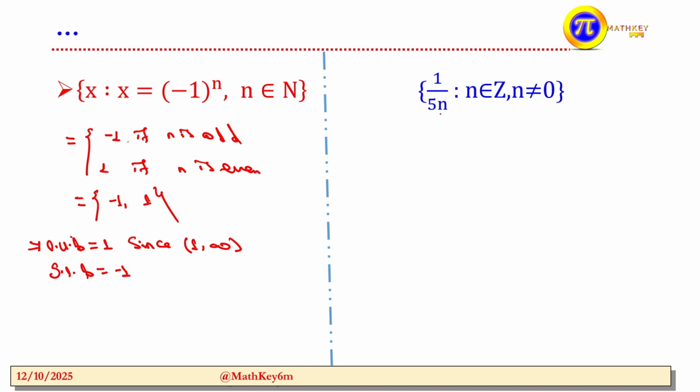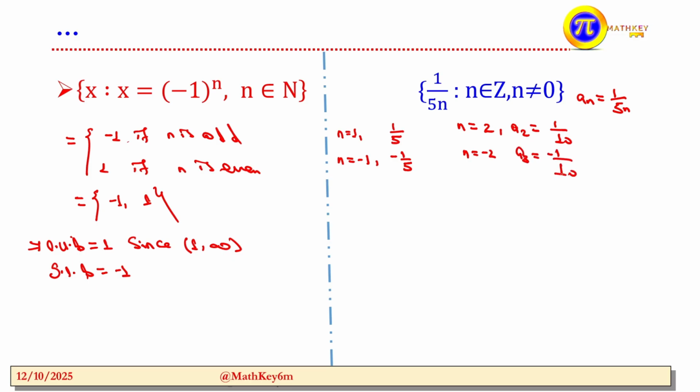This says that 1 over 5n, where n is an element of the integers and n is different from 0. If we consider this, start from 1 and negative 1. If n equals 1, for instance, it is 1 over 5. When n is negative 1, it becomes negative 1 over 5. Similarly, if n equals 2, and let our a_n equal 1 over 5n, then a2 equals 1 over 10. Similarly, when n equals negative 2, it equals negative 1 over 10.